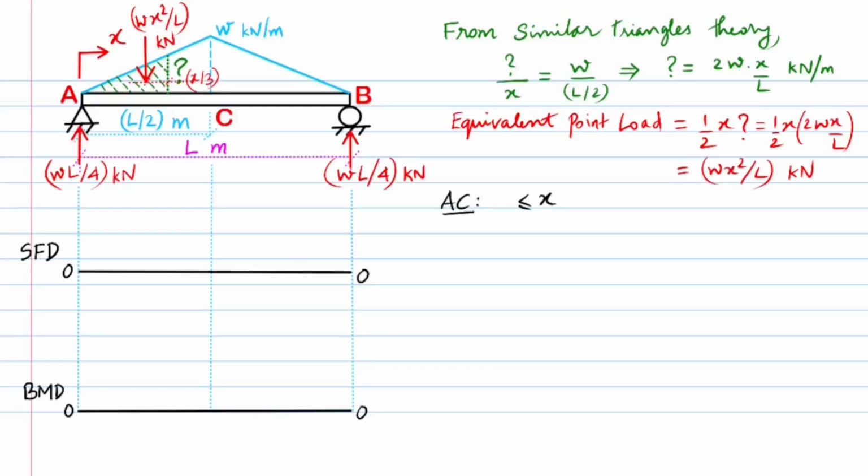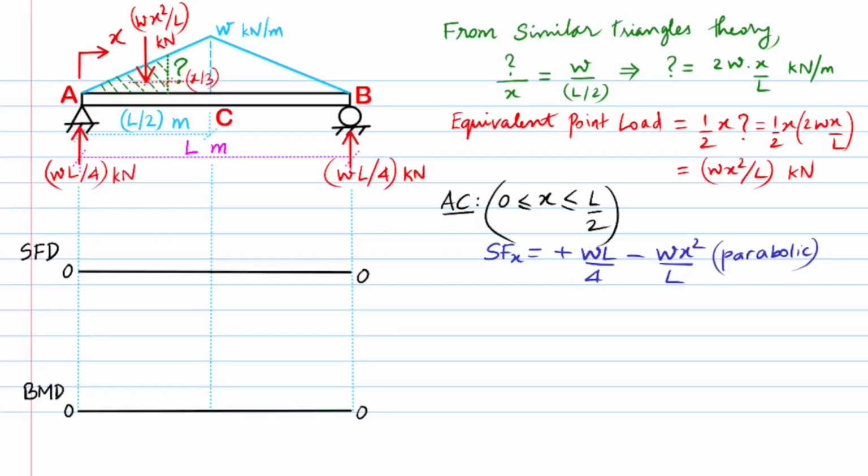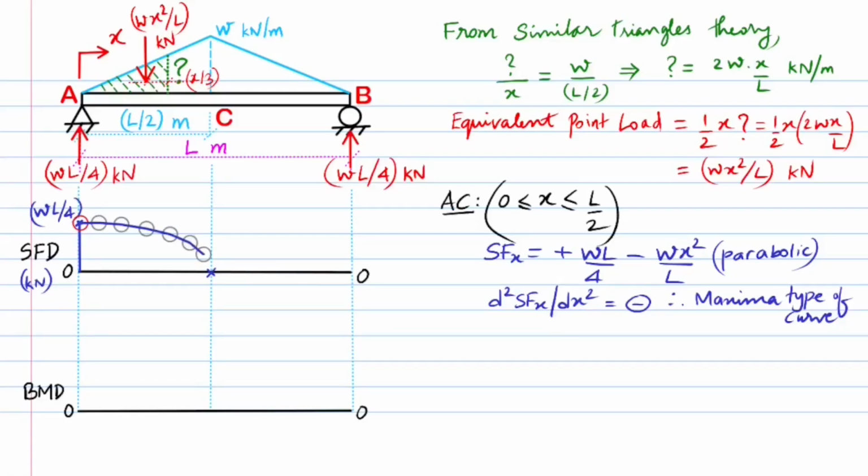Now for region AC, valid for X greater than or equal to 0 and less than or equal to half L, the shear force at X equals plus W times L over 4 minus W times X squared over L kilonewtons and is parabolic with respect to variable X. The double derivative is found to be negative in sign, hence the locus of the curve obtained is of a maxima type. We apply the limits of X for this region and find that the shear force at A is W times L over 4 kilonewtons, while it is 0 for the center of the beam. We hence join these 2 points by a parabolic curve of maxima type.